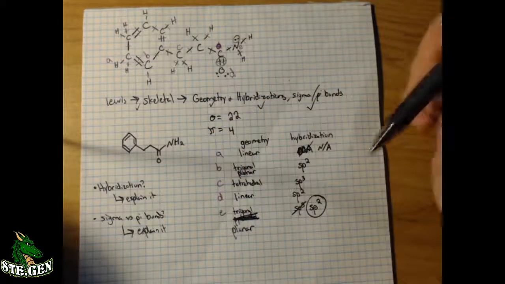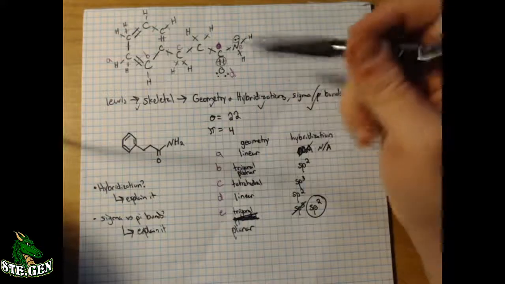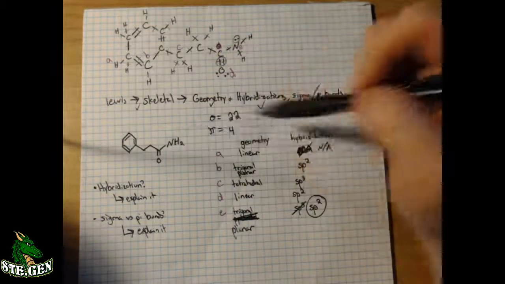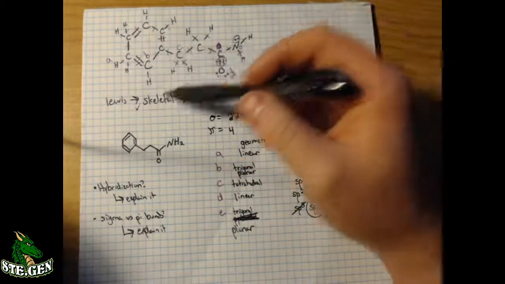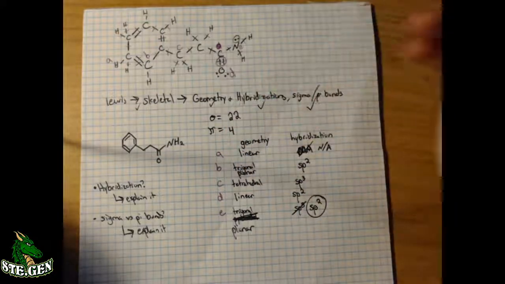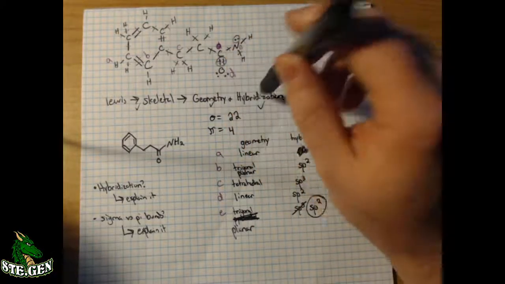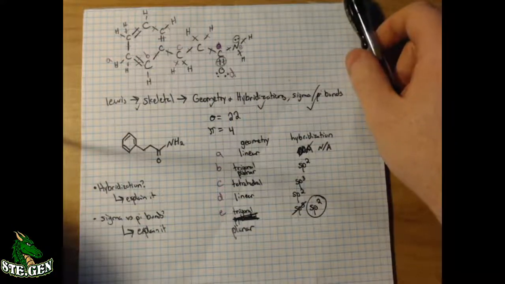What is hybridization? Can you explain it? What are sigma and pi bonds? Can you explain it? And being able to do all of this kind of stuff. Lewis to skeletal. Technically, skeletal to Lewis will probably be on there, but that one's less important. Figuring out geometries, figuring out hybridizations, figuring out sigma and pi bonds.